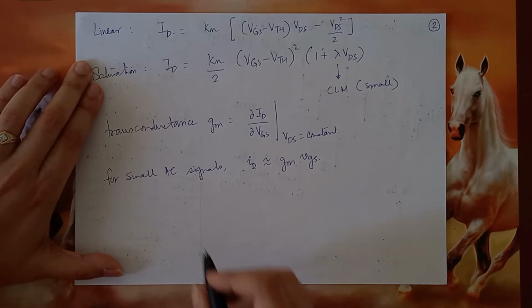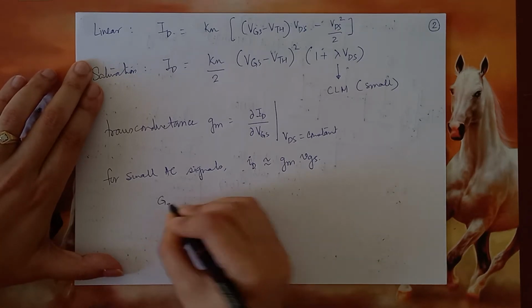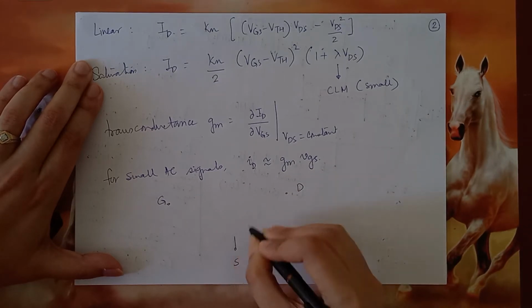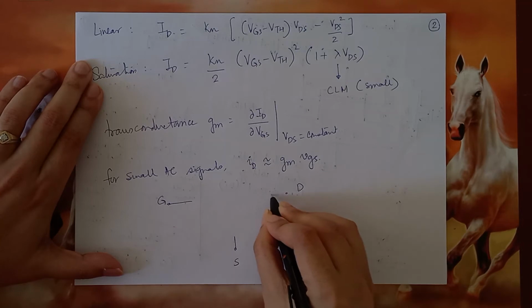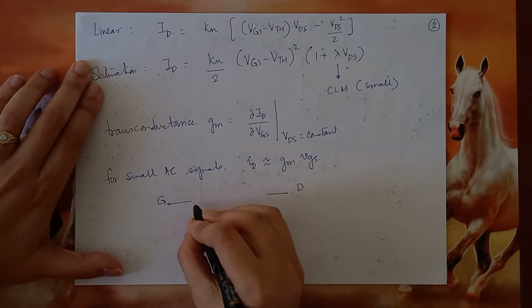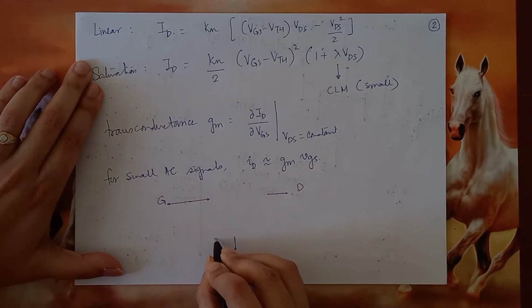So therefore, this is my gate, this is my drain, and this is my source. So it's three terminals. The body I am not considering at this point of time. The gate is isolated from both drain and source. That is, there is no connection because of the oxide layer. So therefore, I'm just going to show it in this way.